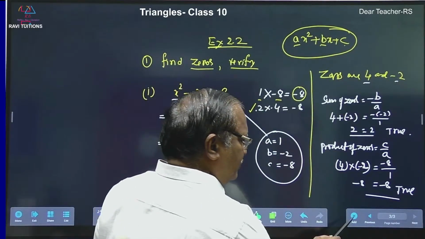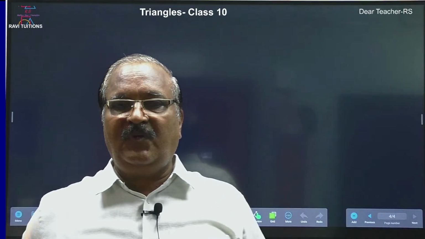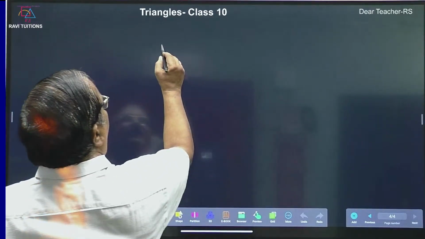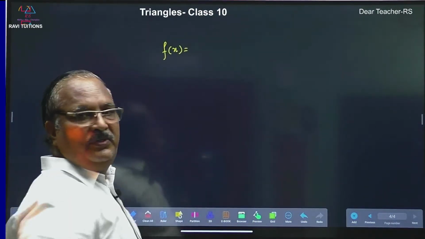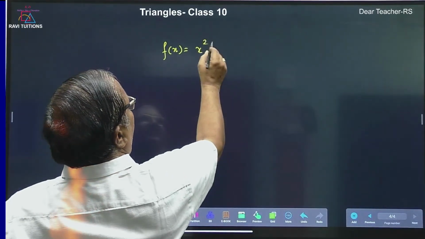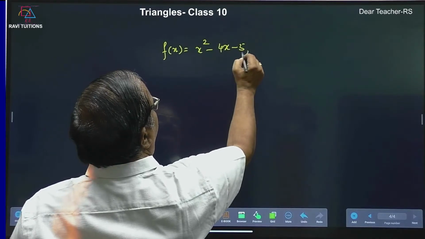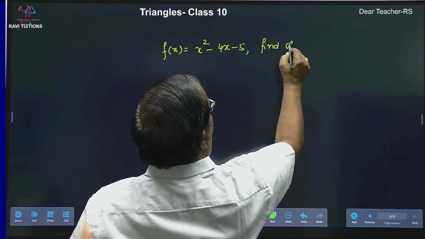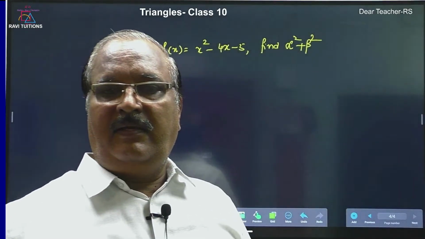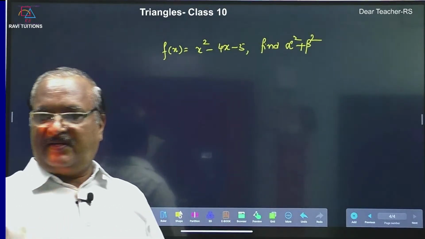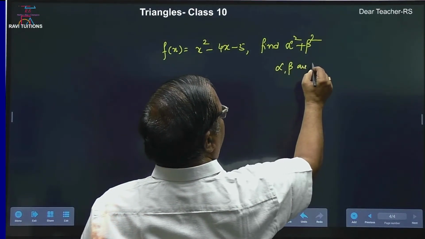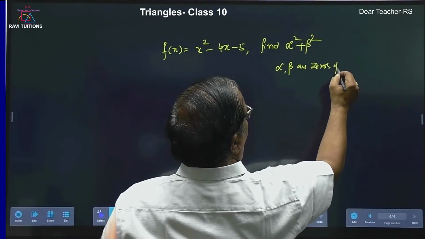Okay, let me go to one more question. You have written f(x) is equal to x square minus 4x minus 5. Find alpha square plus beta square, where alpha and beta are zeros of the polynomial f(x).